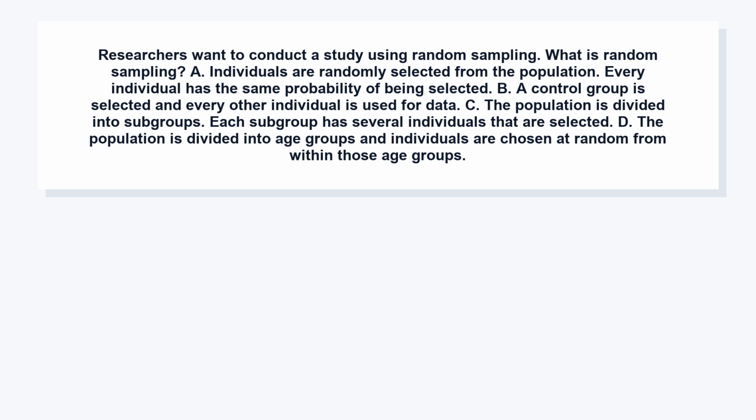B. A control group is selected and every other individual is used for data. C. The population is divided into subgroups. Each subgroup has several individuals that are selected. D. The population is divided into age groups and individuals are chosen at random from within those age groups.